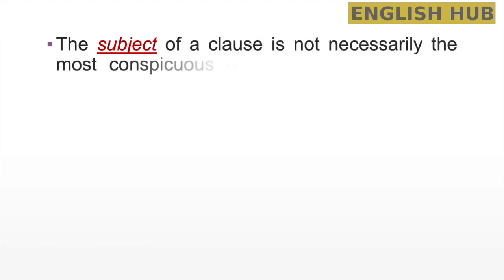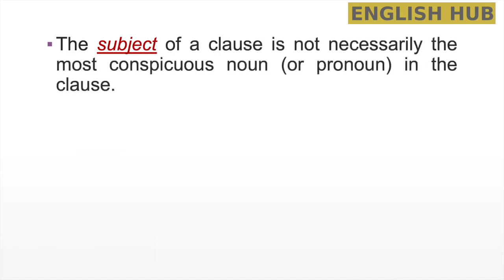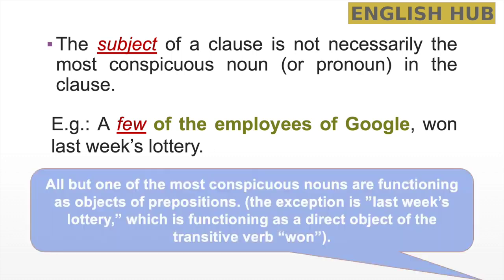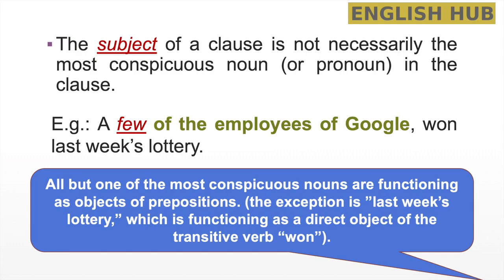The subject of a clause is not necessarily the most conspicuous noun or pronoun in the clause, such as in this example. A few of the employees of Google won last week's lottery. All but one of the most conspicuous nouns are functioning as objects of prepositions. The exception is the last week's lottery, which is functioning as a direct object of the transitive verb won.